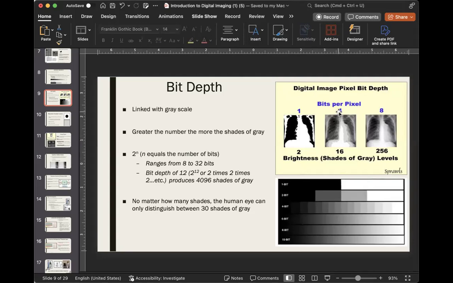Here, 2 to the power of 4, right? 2 to the power of 4 is 2 times 2 times 2 times 2. And so we see 16. Now you can see the 16 different shades here. And then here's 8-bit, and we're able to see an image that we're used to. Okay.